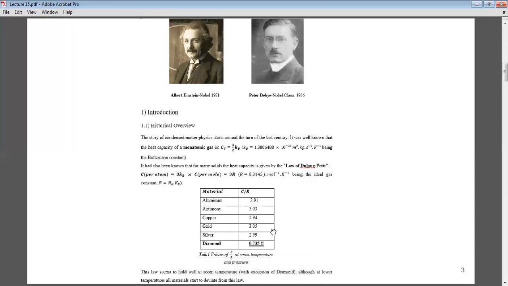And this law seemed to be acceptable for most atoms. This law seems to hold well at room temperature for most atoms, although at lower temperatures, all materials start to deviate from this law, okay? So this law, which is the law of Dulong-Petit, is very fine at room temperature, because I would assume that he did all his measurements at room temperature, but at very low temperature, all materials start to deviate.